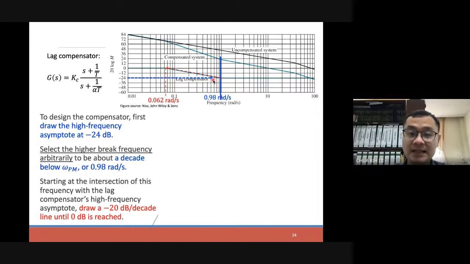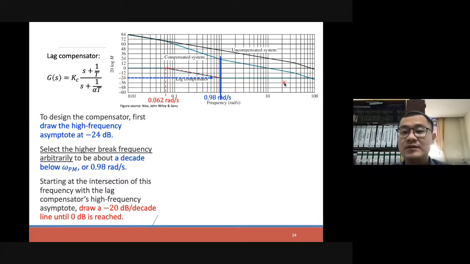So eventually this line will reach 0.062 radian per second when we draw a 20 dB line over here, until it reaches 0 degree, right? And this line is minus 24. Remember, we would like to remove that 24 dB, right?